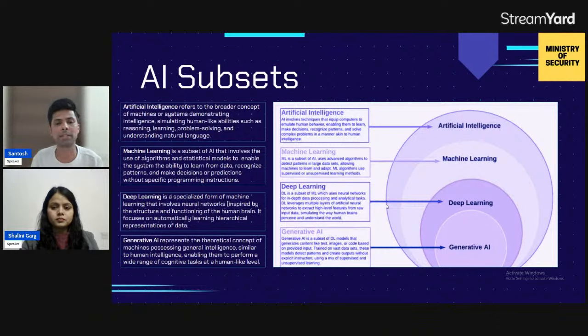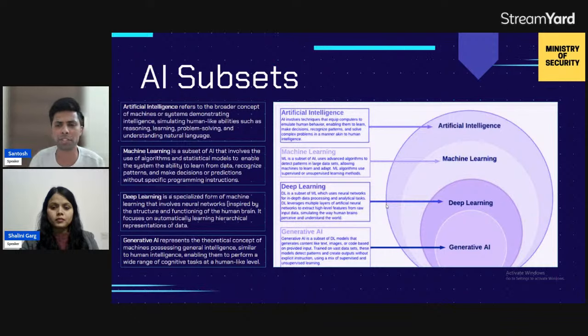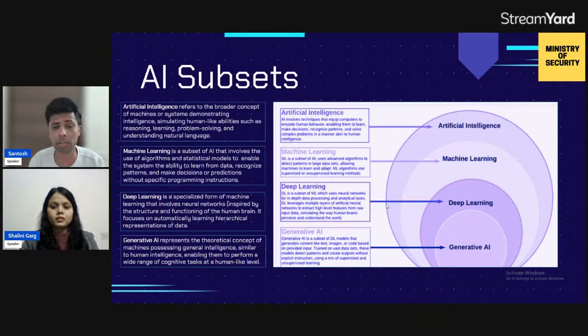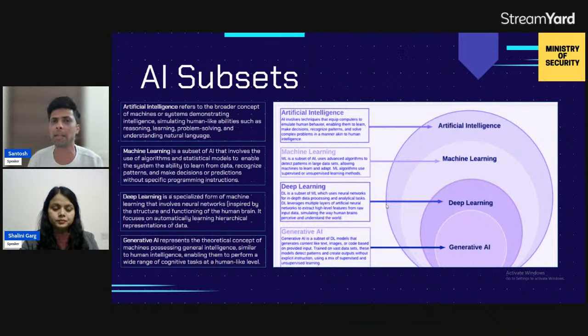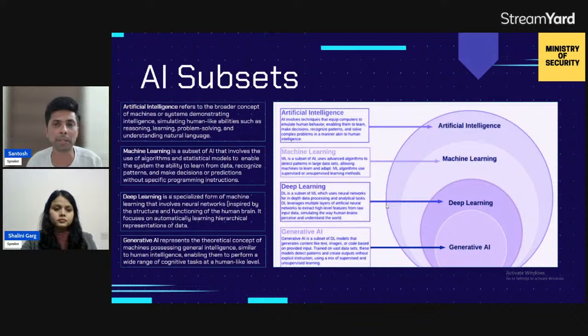Under artificial intelligence, you find a subset called machine learning, okay? It's a subset of AI which uses advanced algorithms to detect patterns in large data sets, allowing machines to learn on their own without dependency on humans. They try to learn on their own, and that's machine learning. Based on the data sets and the rules which you configure, machine learning helps the system to learn on its own.